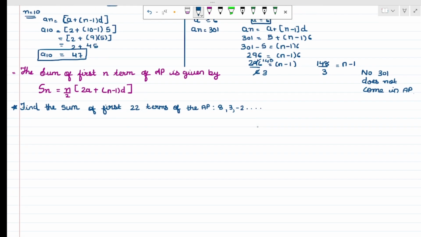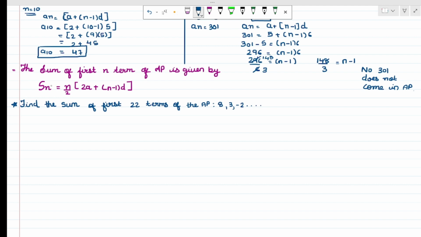fraction. We have another formula which we need to learn, which is the sum of first n terms. That means if we are adding these numbers, that means if we are adding 8 plus 3 plus minus 2, what SN will you get? So when you are adding your AP, what will be the sum of first 22 numbers? It is asked over here.